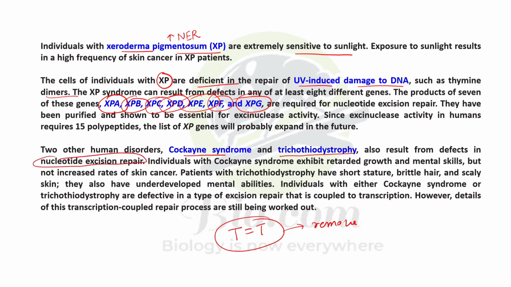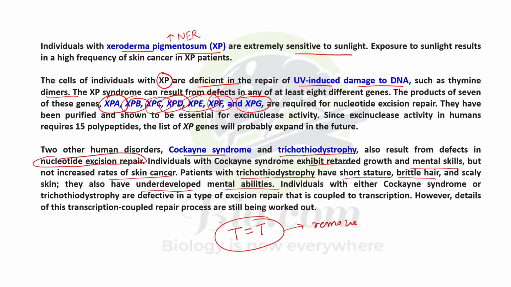So you have to remember all these things. Individuals with Cockayne syndrome exhibit retarded growth and mental skills, but not an increased rate of skin cancers. But individuals with trichothiodystrophy have short stature, brittle hair and scaly skin. They also have underdeveloped mental abilities.